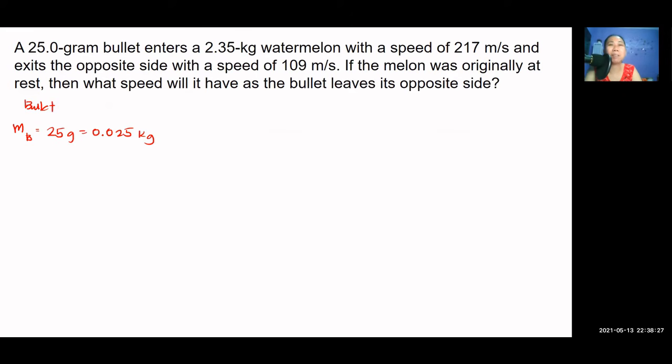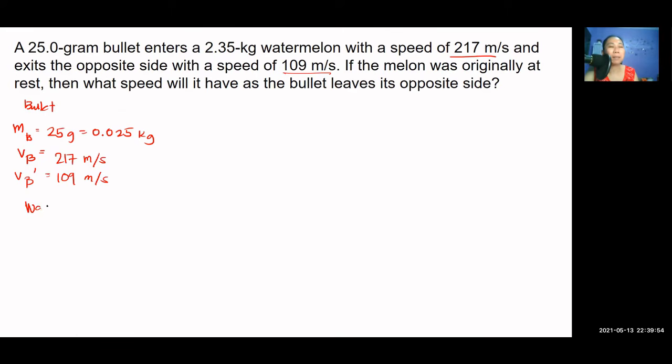Okay, so again, very important yung mag-convert tayo ng unit. So, yung 25, dinivide ko lang siya sa 1,000. Kaya ako nakuha yung 0.025. Kasi sa 1 kilogram, meron tayong 1,000 grams. Okay, next, meron tayong velocity ng ating bullet. Okay, ang initial speed niya is 270 meters per second. And then, yung velocity ng bullet natin after the collision, so, lumusot siya dun sa watermelon. So, this time, mas bumagal na yung speed niya. So, ang speed niya is naging 109 meters per second.